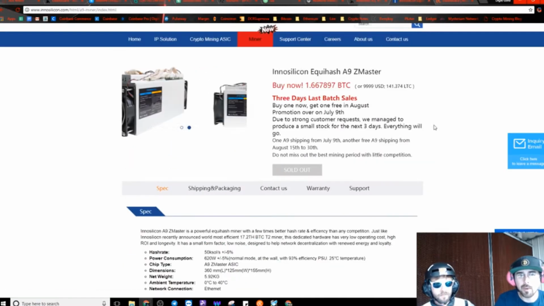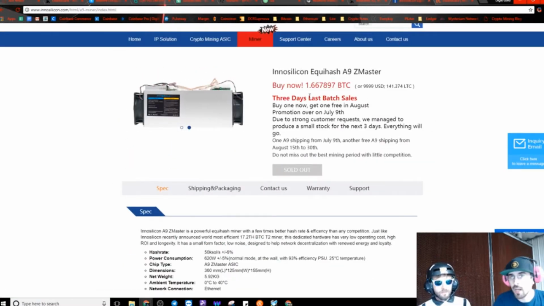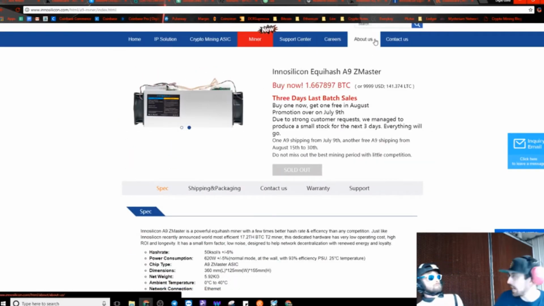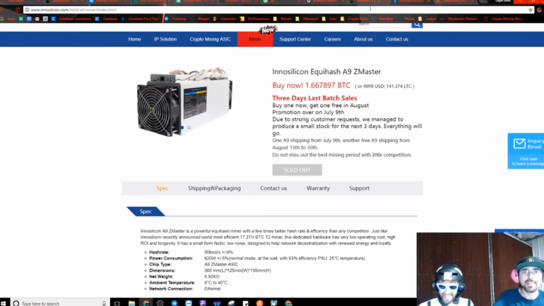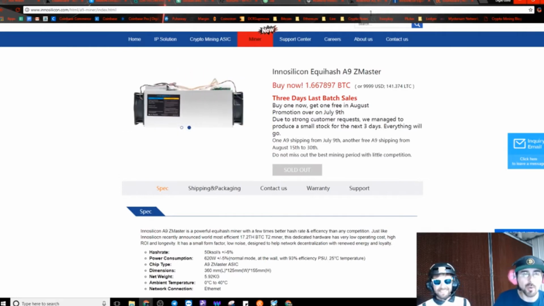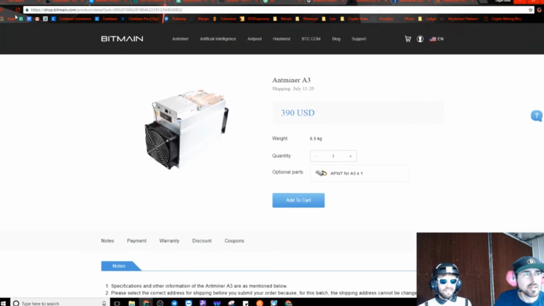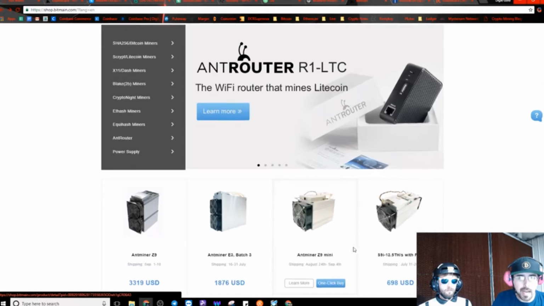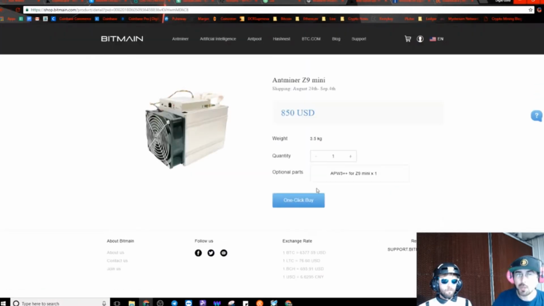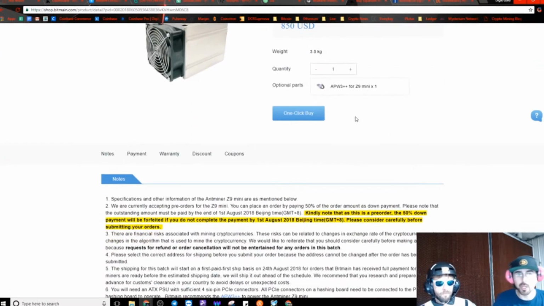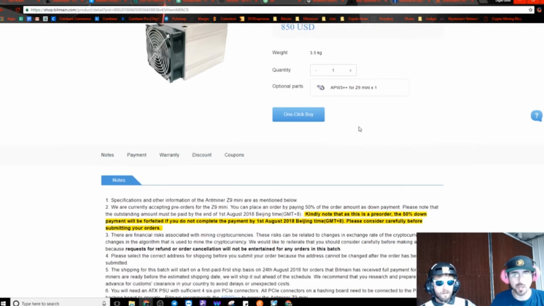So basically that was the Innosilicon. Today, of all days, Bitmain decided they were going to launch a competitor to this. They already had out the Z9 Mini, which when it came out was a really, really good buy, and still probably a good solid buy.